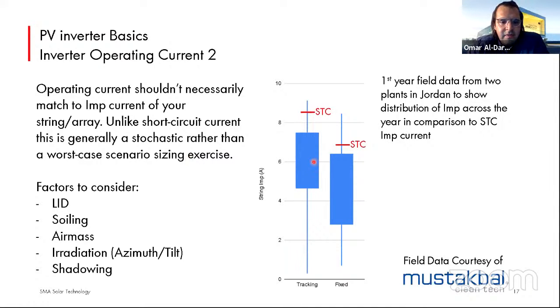This is some field data from two plants in Jordan, courtesy of our friends at Mustaqbal, that have been in operation for quite some time. It shows the distribution of the maximum current of the array throughout the year. You can see that for most of the time, even for tracking systems, the current coming from the modules is well below the STC value on the data sheet. That is because you've got light-induced degradation, soiling on site, air mass and humidity to take into account, your azimuth and the tilt of your modules, as well as shadowing.